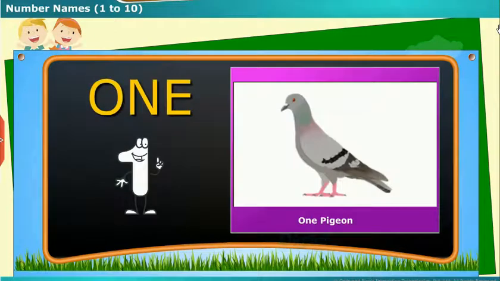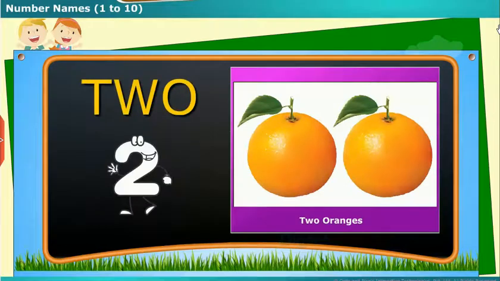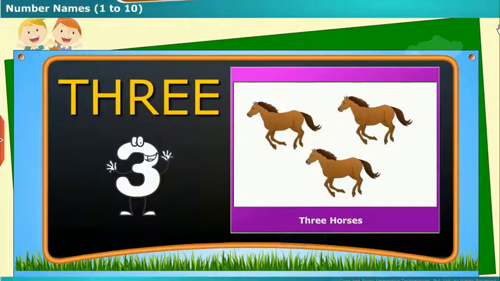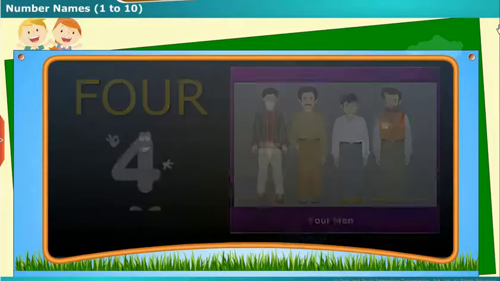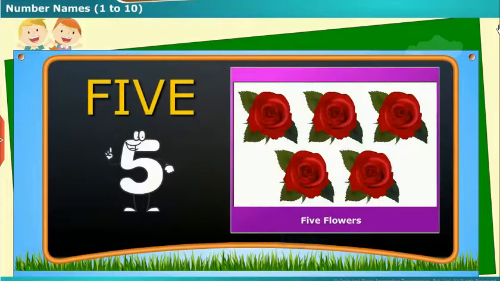O-N-E, 1. One pigeon. T-W-O, 2. Two oranges. T-H-R-E-E, 3. Three horses. F-O-U-R, 4. Four men. F-I-V-E, 5. Five flowers.